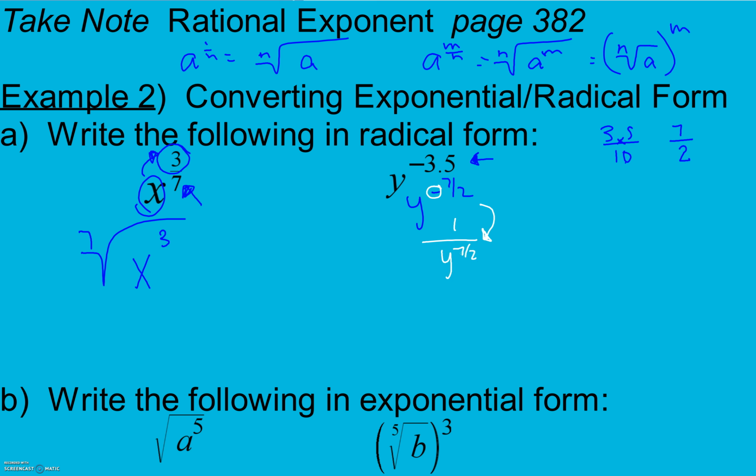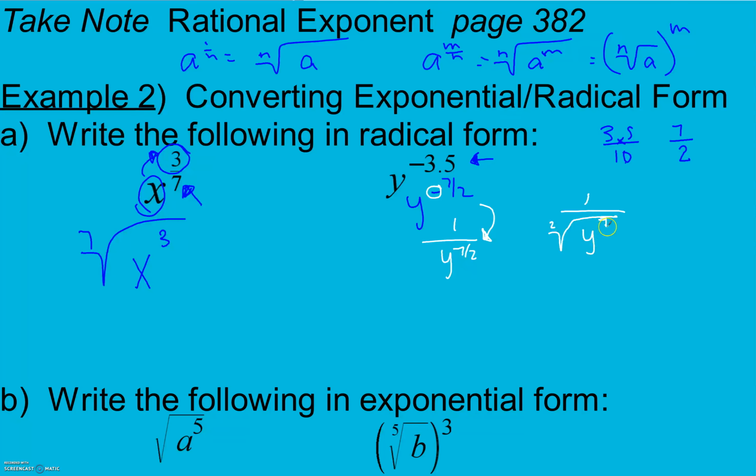Okay, in order to make our exponent positive, we move it to the opposite part of our fraction, so top to bottom or bottom to top, and change the sign. So right now I have 1 over y to the 7 over 2. My base is going to become my radicand. My exponent stays raised, my numerator stays raised like an exponent. My denominator becomes my index.